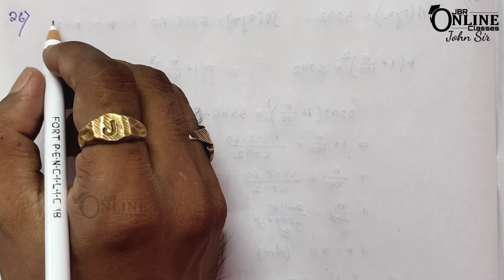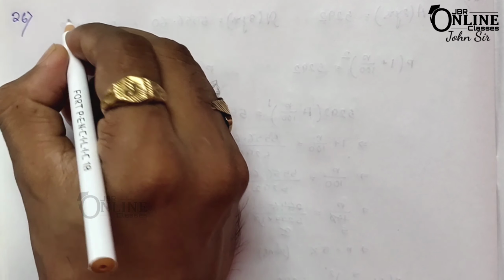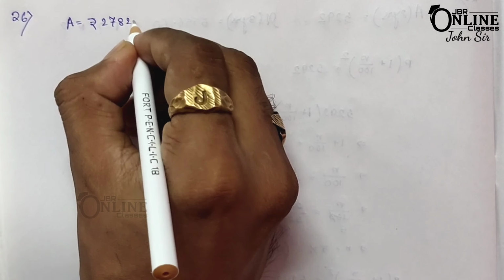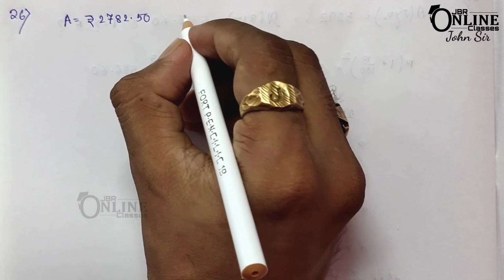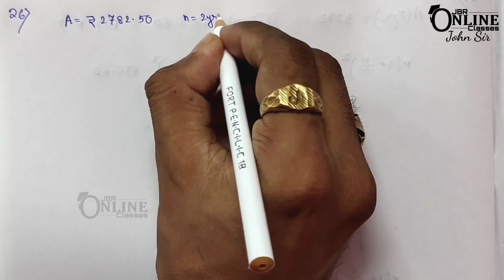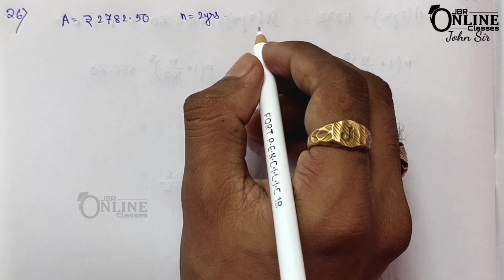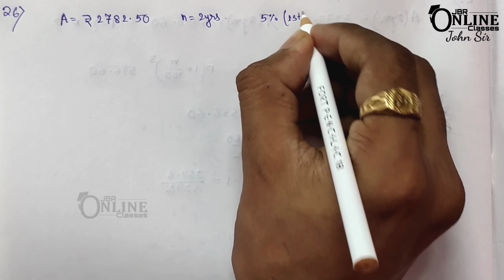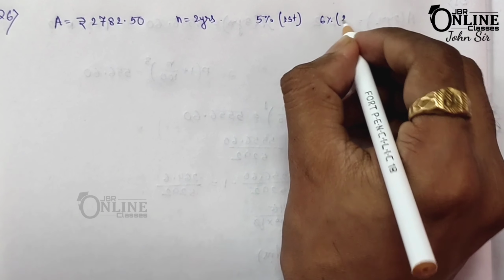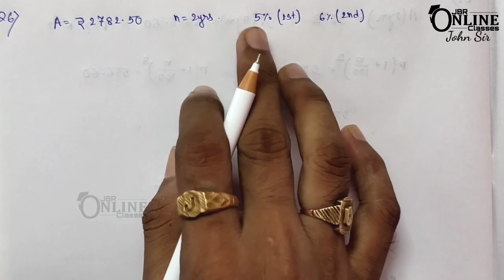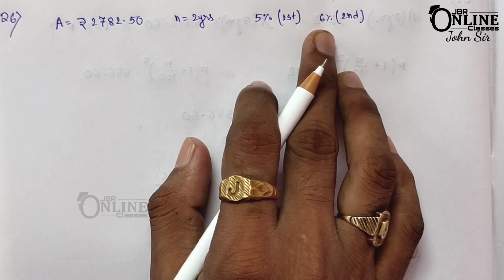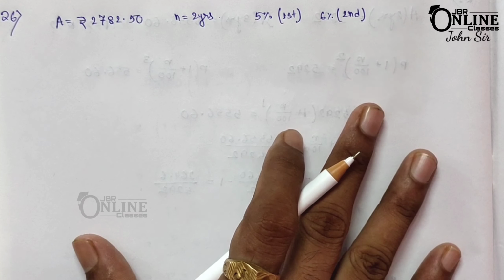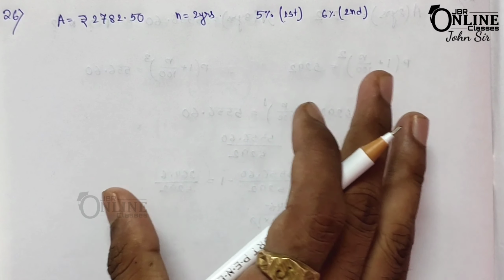Now sum number 26. What sum will amount to rupees 2782.50 in 2 years? So n equal to 2 years at compound interest if the rates are 5% for first year and 6% for second year. Remember that 5% for first year and 6% for second year. So you have to find out here the principal. So first let the principal be P.